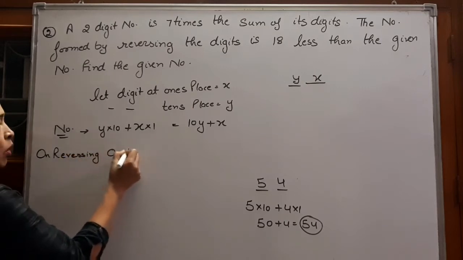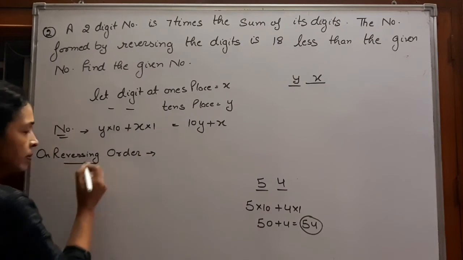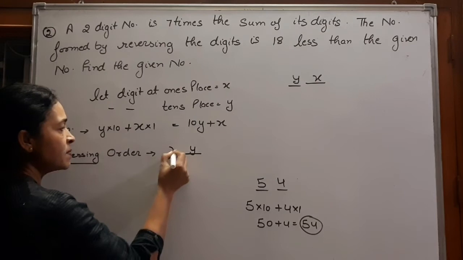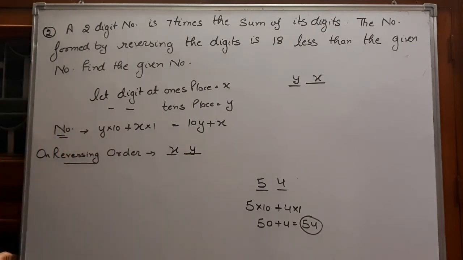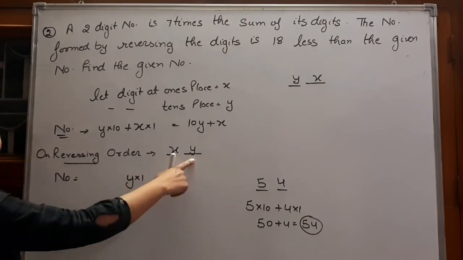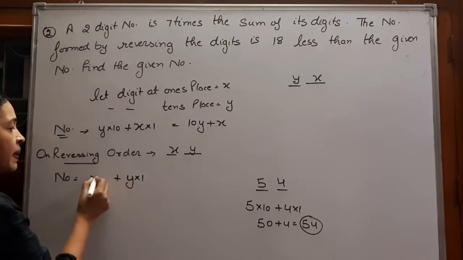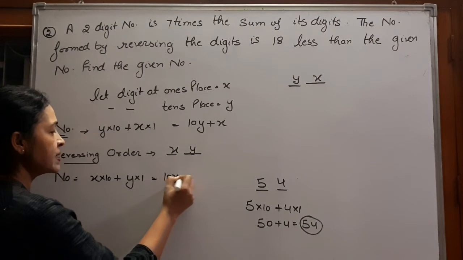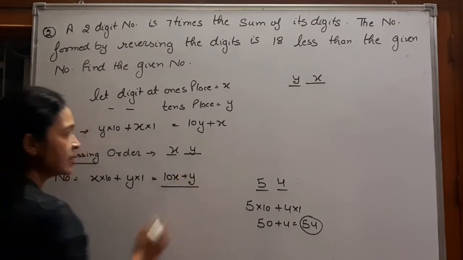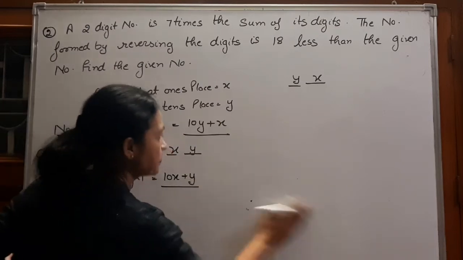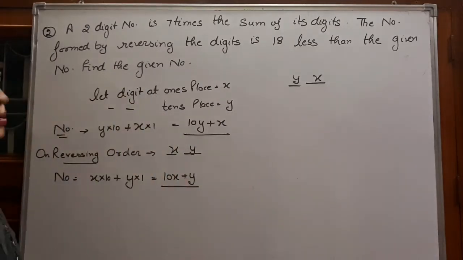Now, another thing that we will do in such type of questions is on reversing the order. Now the order is reversed. It means at ones place we have y and at tens place we have x. Now our number will be y at ones place, multiply it with 1, x at tens place, multiply it with 10. We have 10x plus y when the digits are reversed. Clear?